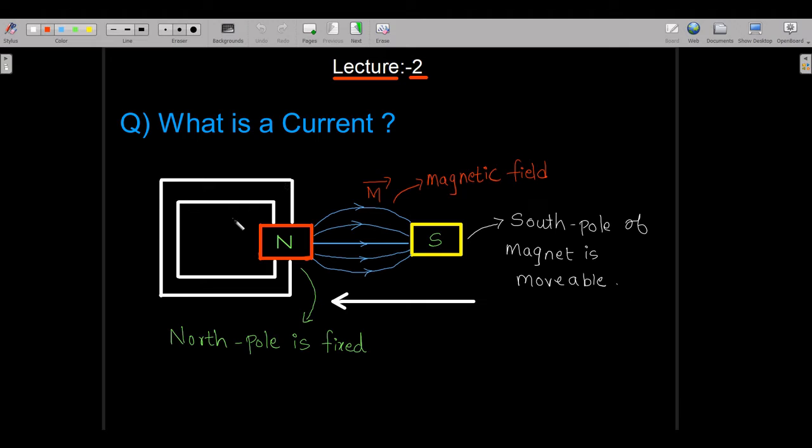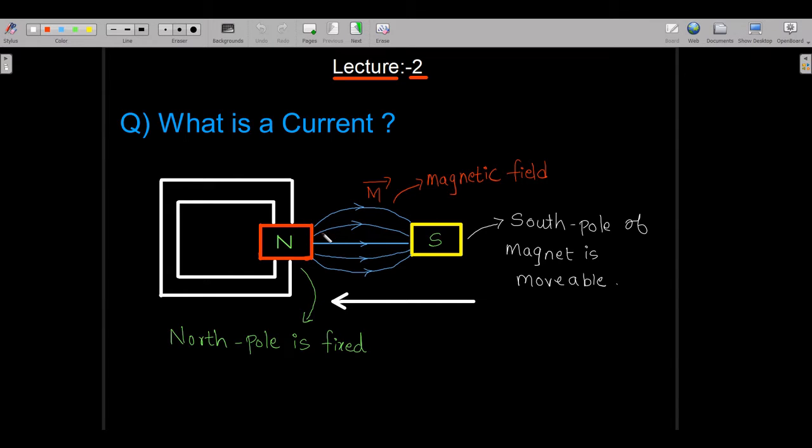Okay. So just consider this is a particular setup that I had made, which has a fixed rod. Okay, this is a rod, and to the end of this rod, I had attached the north pole of a magnet. Okay, north pole of a magnet, and this north pole is fixed. It can't move here and there.